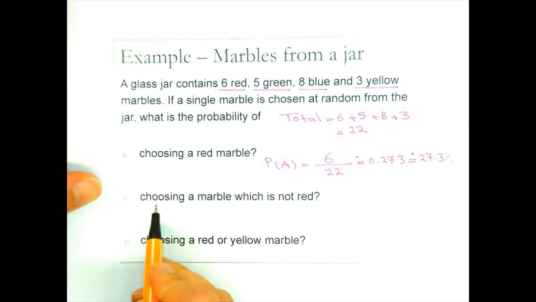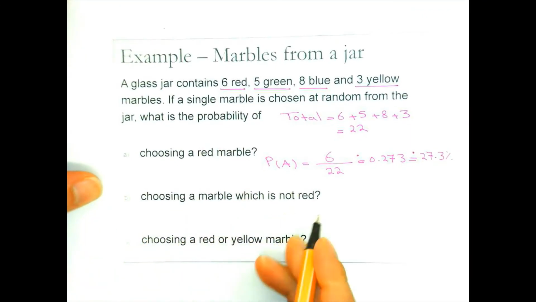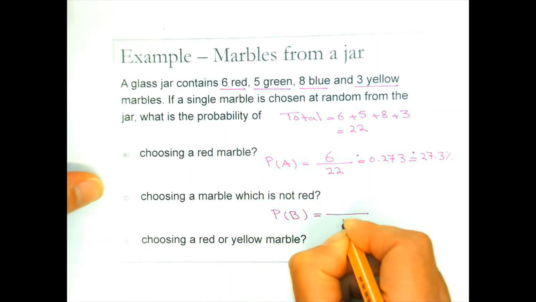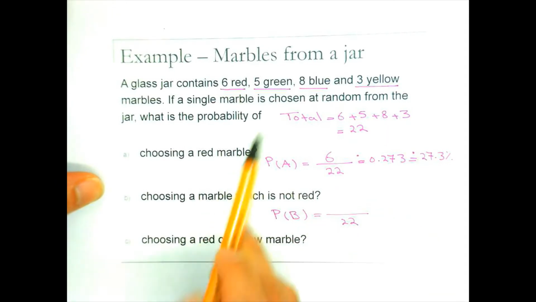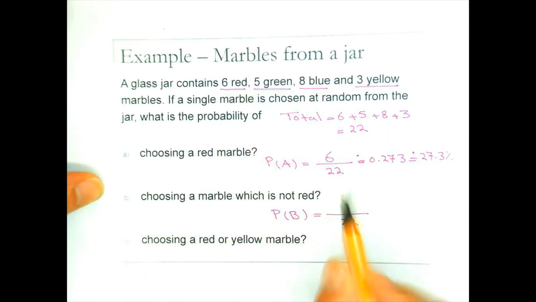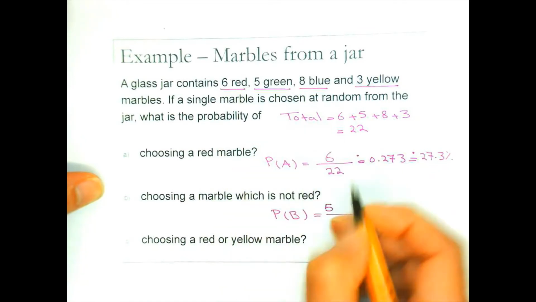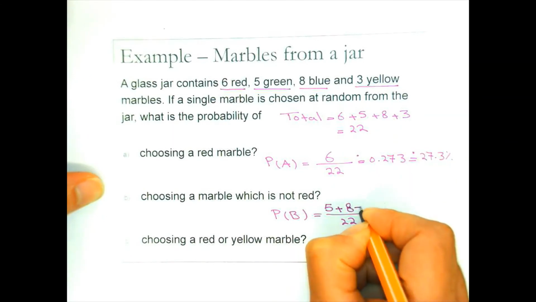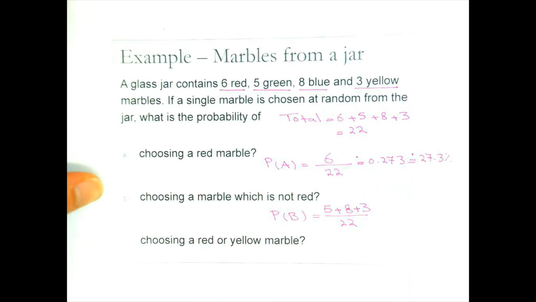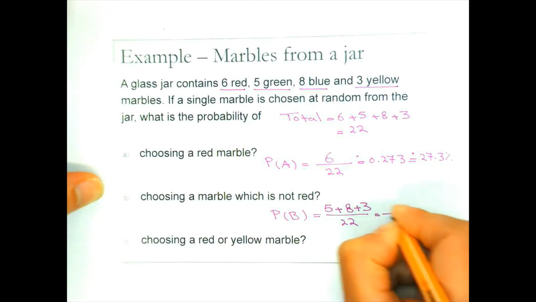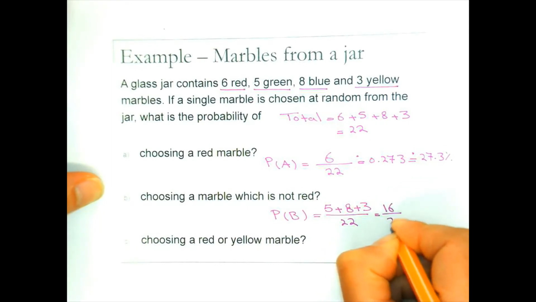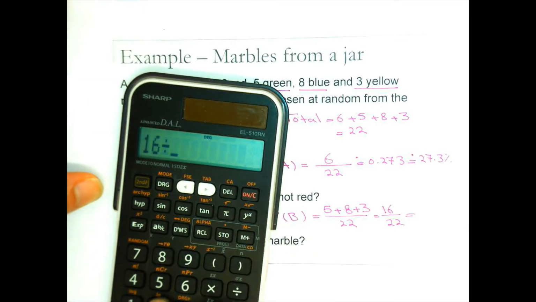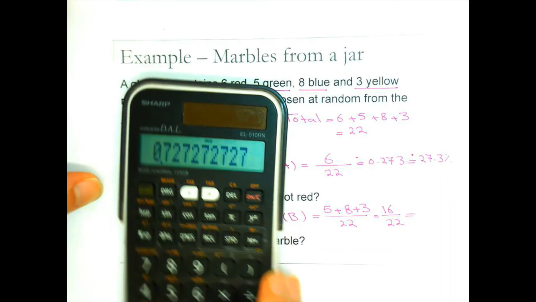Now, choosing a marble which is not red. So the probability of event B is, out of 22, the ones that are not red: the green, so we have 5 options there, blue, 8 options there, and 3 yellow. So it's going to be 16 out of 22, which is 72.7%.